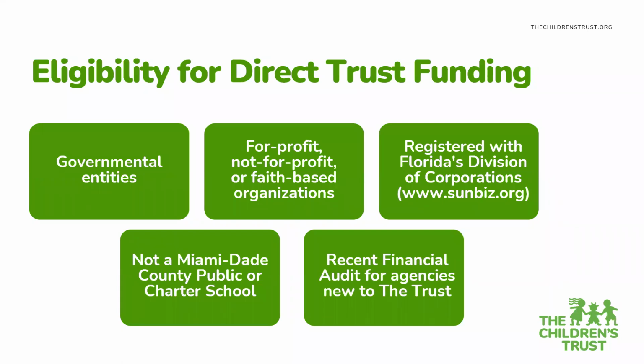And you'll hear more information later about if you're going to work in a school system site, getting a letter of support with that. And then to do business with us, you have to have a recent financial audit. If you're new to the trust, if you've already been funded by the trust, you've already been giving us your audits. So we have those. You need to make sure your recent audit is turned in, as required by your contract.